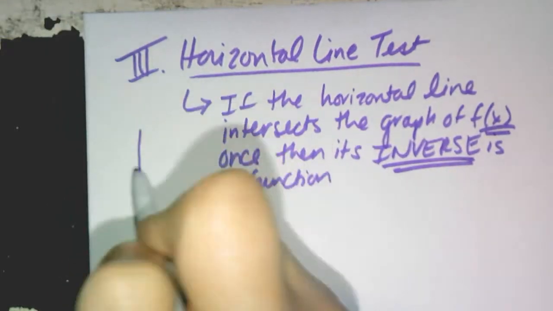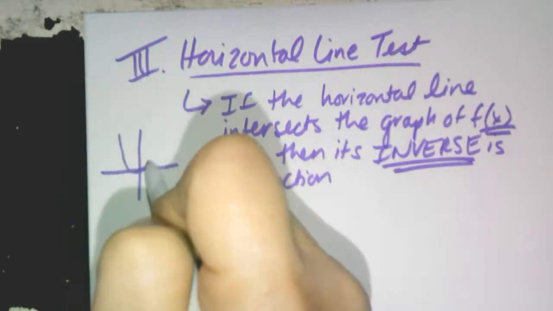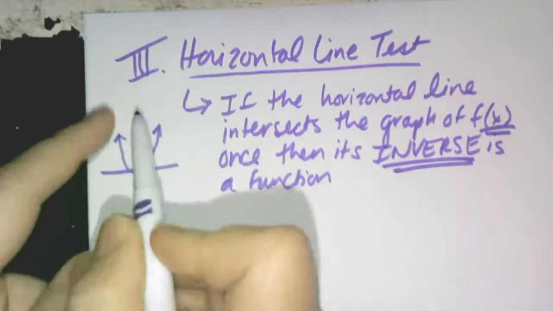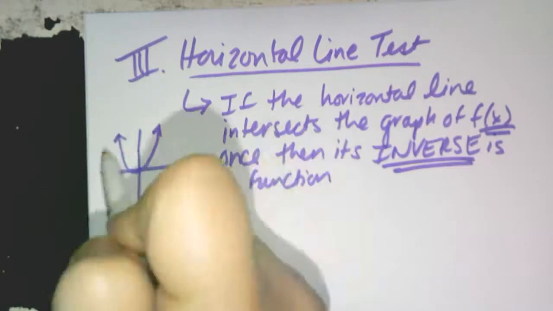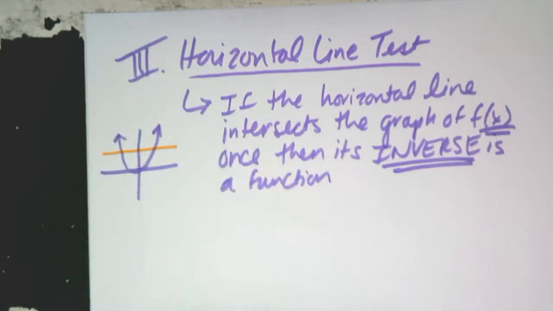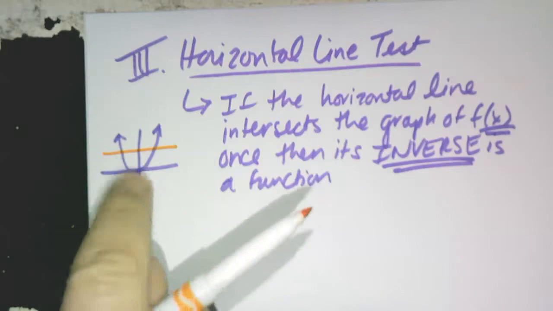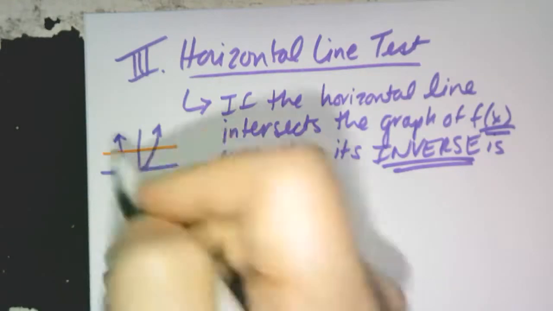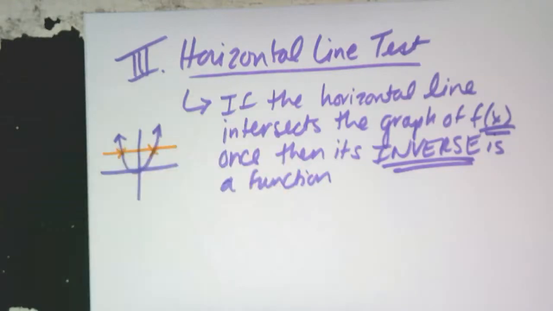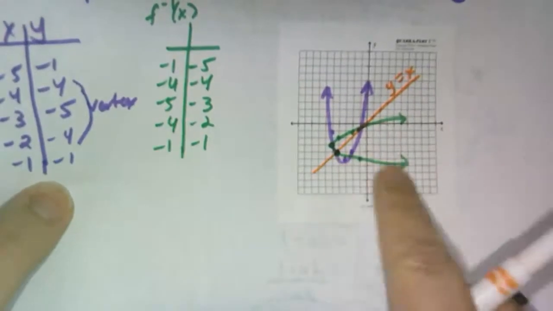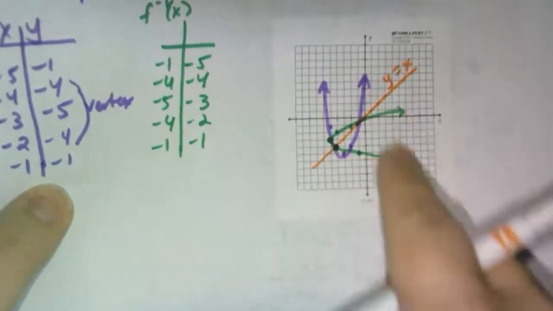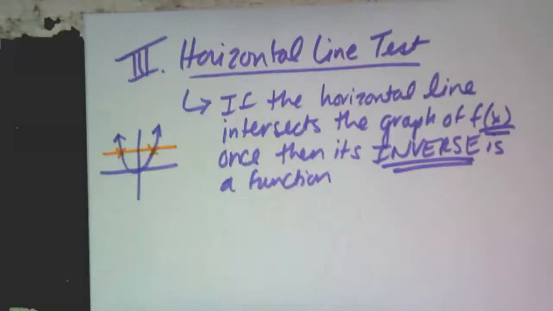So going back to Mr. Parabola that I had, he is a function. If I do a vertical line test, I pass through it once. But if I did a horizontal line on that, is its inverse a function? No, it hit twice. And we saw that right here. This inverse right here is not a function. It fails the vertical line test. So now the horizontal line test actually helps us determine if the inverse is a function.